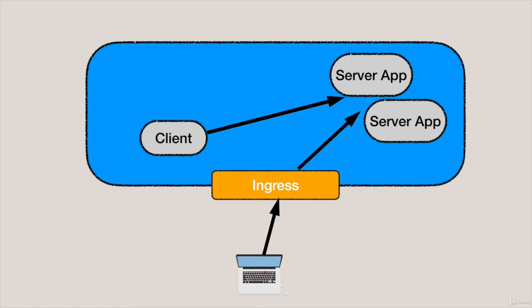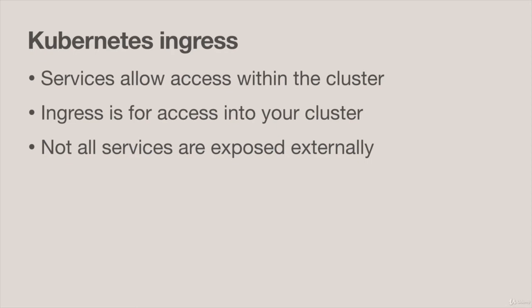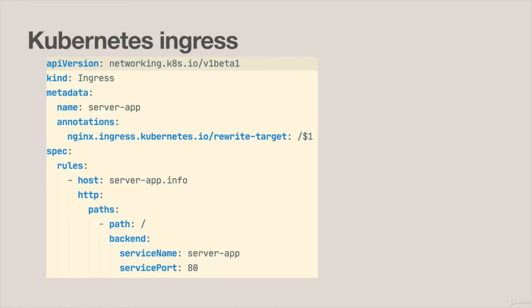If you want to expose it to the outside world, you create something called an ingress. Kubernetes ingress allows for access into your cluster. And you will not set up ingress for all of the applications you deploy inside your Kubernetes cluster. Many of the applications we build are just exposed within our own environment. So here's what ingress looks like.